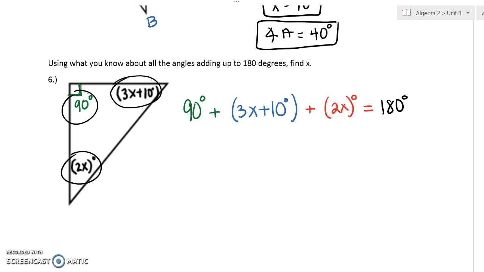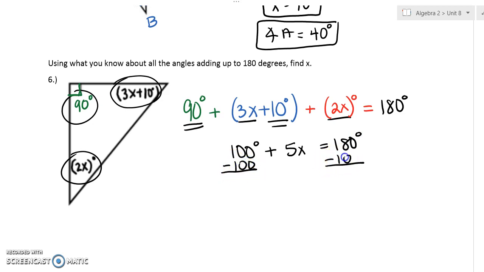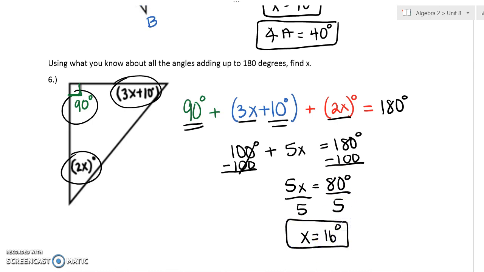So what we're going to do is combine like terms and solve for x. It becomes a linear equation. Well, I have some like terms like 90 and 10. That is 100 degrees. And I also have other like terms like 3x and 2x degrees, so that's 5x equals 180 degrees. Now I'm going to subtract the 100 to the other side. I get 5x equals 80 degrees. And I'm going to go ahead and divide 5 on both sides to get x alone. And 80 divided by 5 is 16 degrees. So x equals 16 degrees.